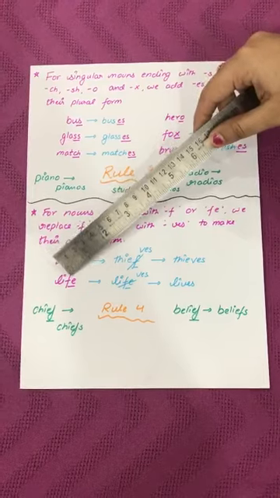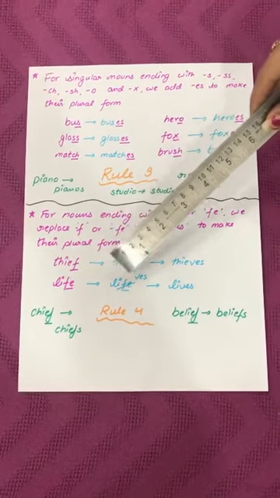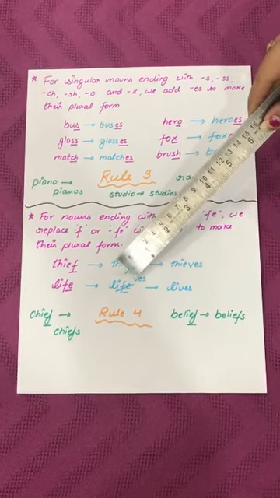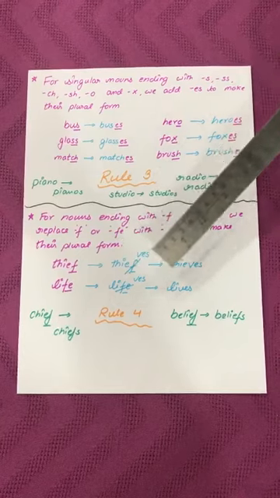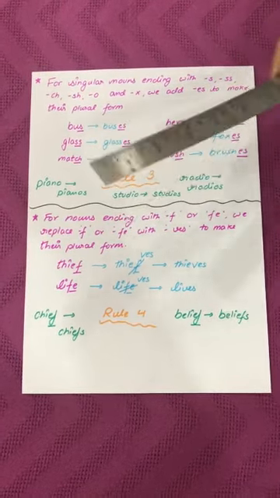The word life ends with fe. So what have we done? Instead of fe, we have used the letters ves. So it becomes lives. In rule number 3, there were some exceptions.